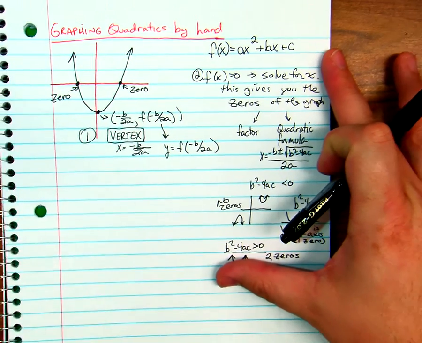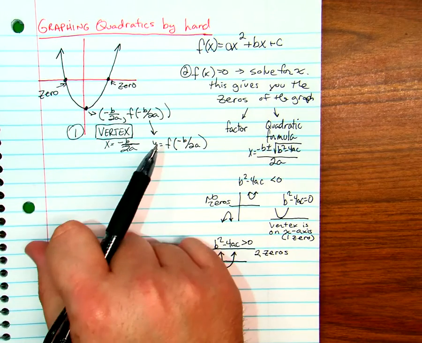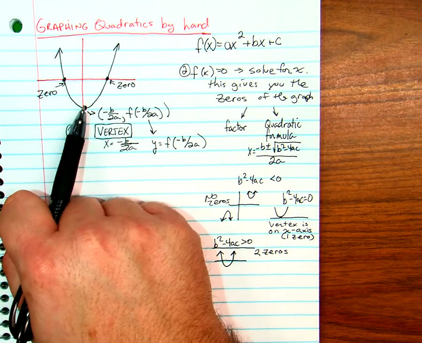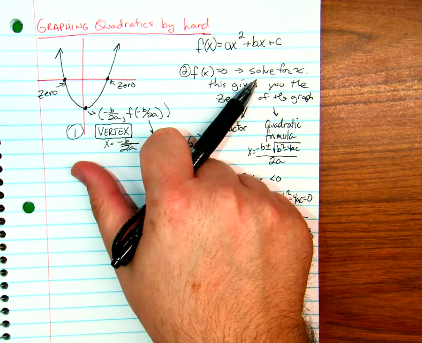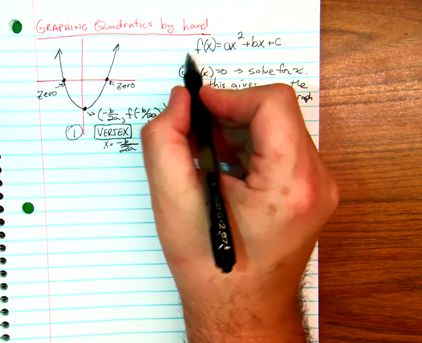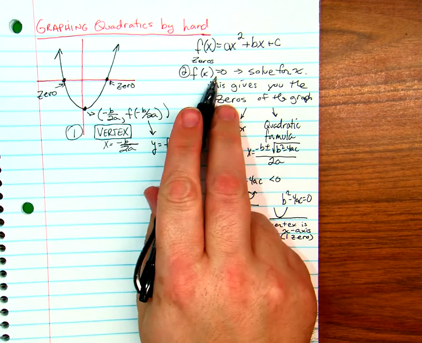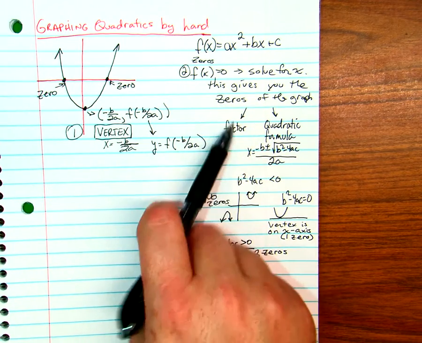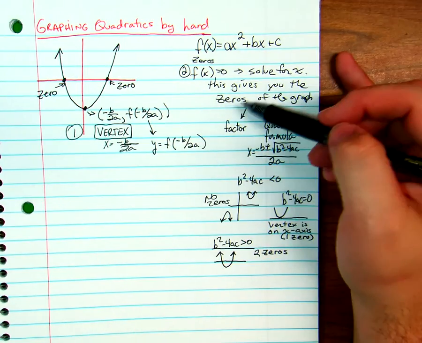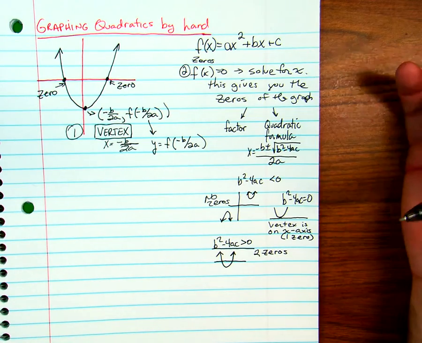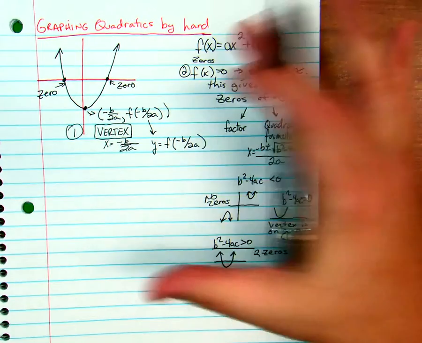So step 1, find your vertex, find out where that guy is at. Step 2, find your zeros. So this is going to be for zeros. Just set the function equal to 0 and solve for x. And like I said, factor or use the quadratic formula, either way. Like I said before, you're going to do this one by hand.